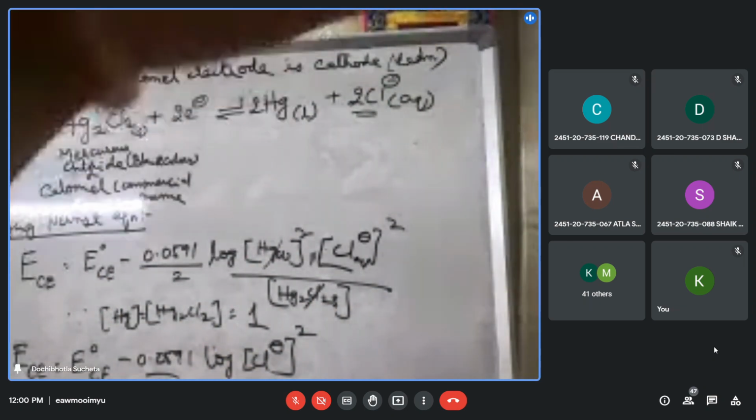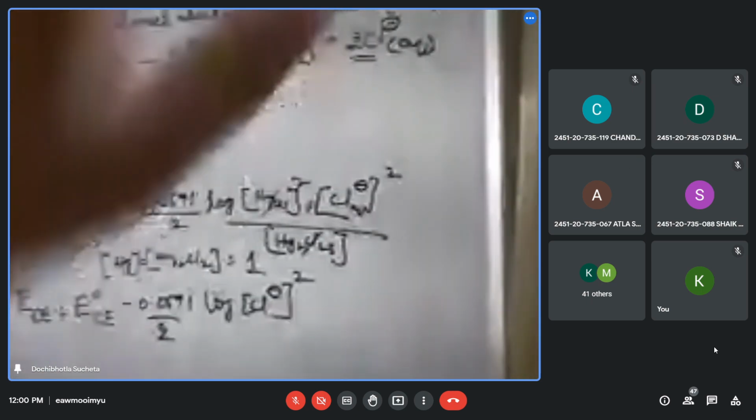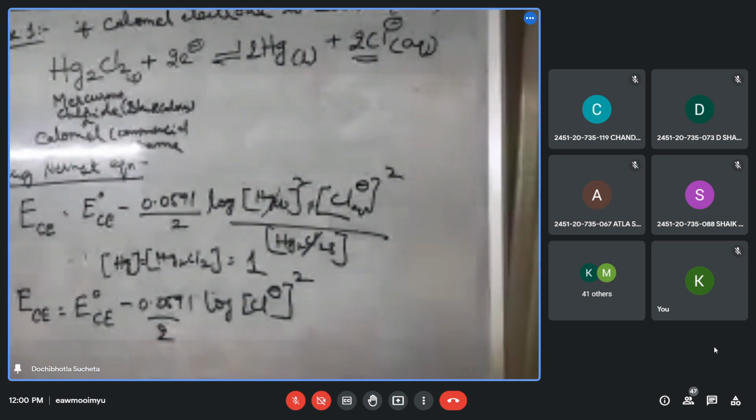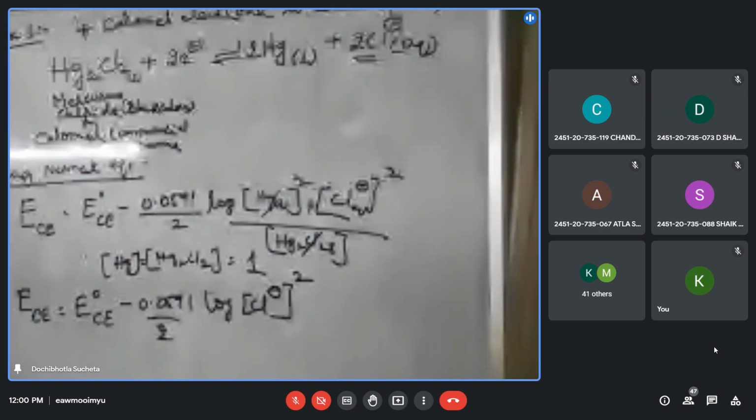Is the equation correct? Right. So what does your logic say? What will happen to the concentration of Cl minus ions during the reduction process?